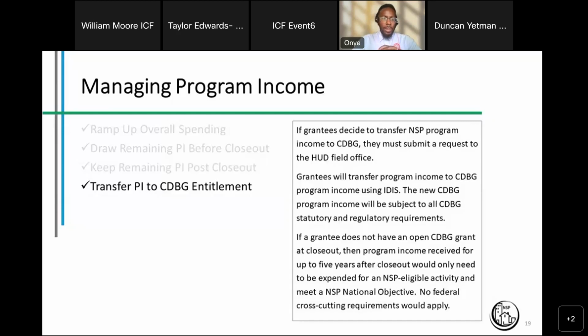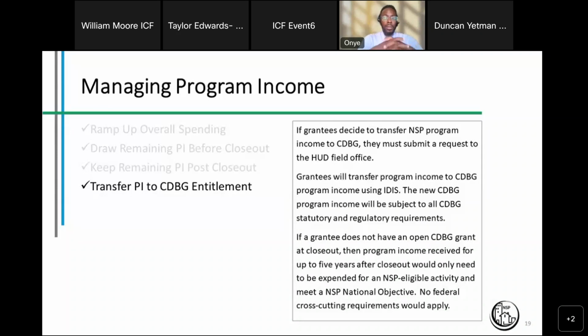So lastly, if we cannot ramp up, or if we don't need to ramp up spending in order to reduce our grant balance or to reduce the balance of PI, or if we intend to keep PI for the NSP program post closeout, if we are not going to use any of those options, the option to consider here is maybe we want to transfer the program income to CDBG entitlement, right?